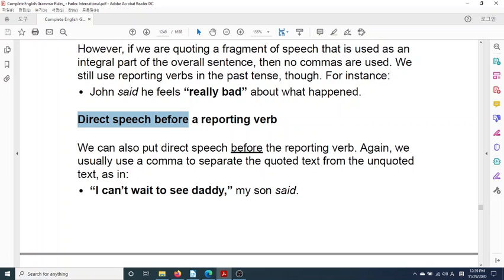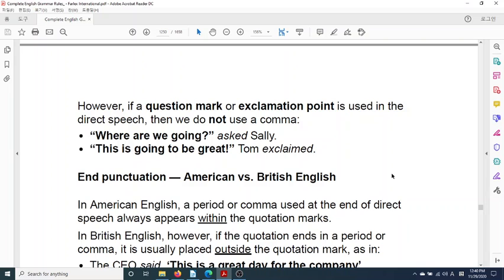Direct speech before a reporting verb. You can do that. In fact, you'll see that a lot. We can also put direct speech before the reporting verb. Again, we use a comma to separate the quoted text from the unquoted text. "I can't wait to see Daddy," my son said. However, if a question mark or exclamation point is used in direct speech, then we do not use a comma, right? We use the question mark instead.